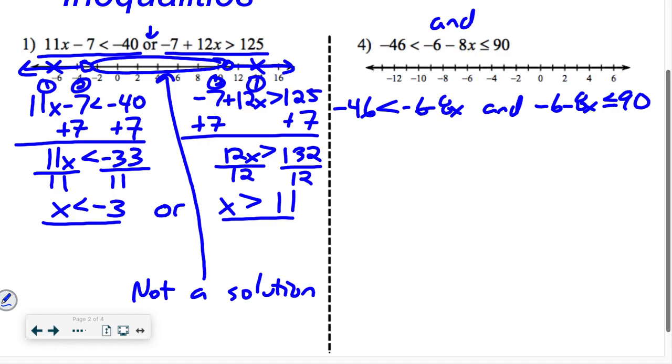So x is being multiplied by negative 8 and then added by a negative 6, so I'm going to add 6 to both sides.